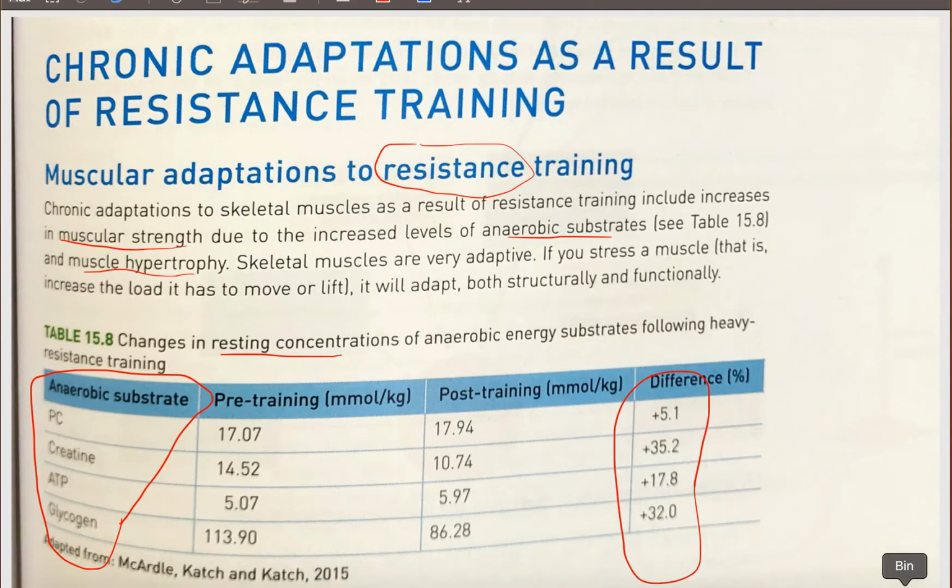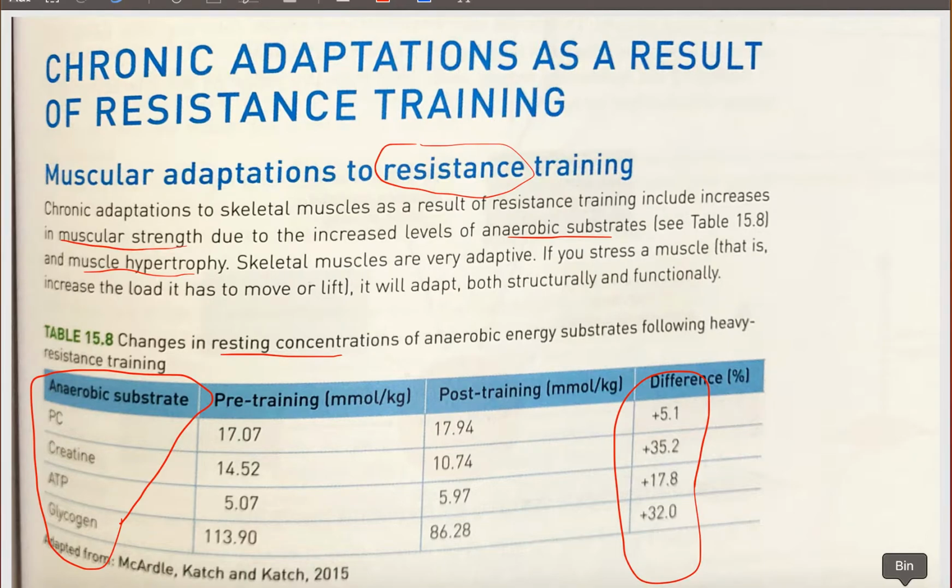G'day students. So this is the final of the chronic adaptations videos, and this one's all about resistance training and changes or chronic adaptations within the muscular system. So we're talking about the skeletal muscles, the ones that pull bones closer together and further apart. So let's get straight into it because I know there's been a lot of information given today.